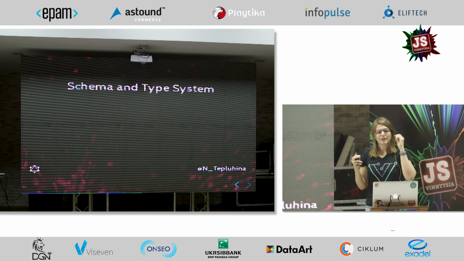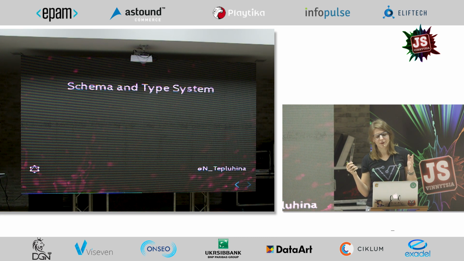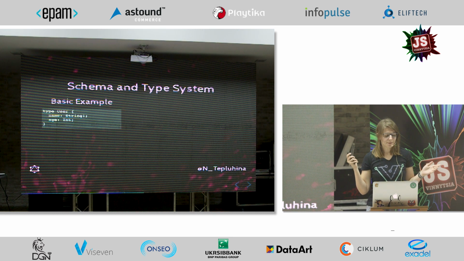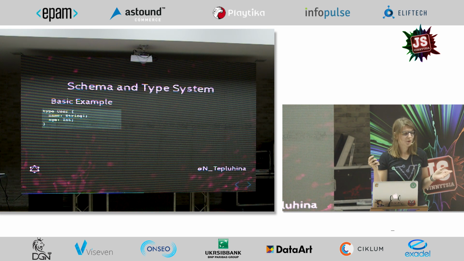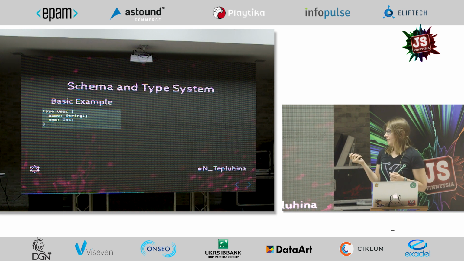So every GraphQL server has a set of types. This set of types defines what data we can fetch from the server. This set of types is called schema. It's the GraphQL schema. What is a GraphQL type? It's very simple. It's similar to any types you probably used to see at least in Angular. And here is a basic type.